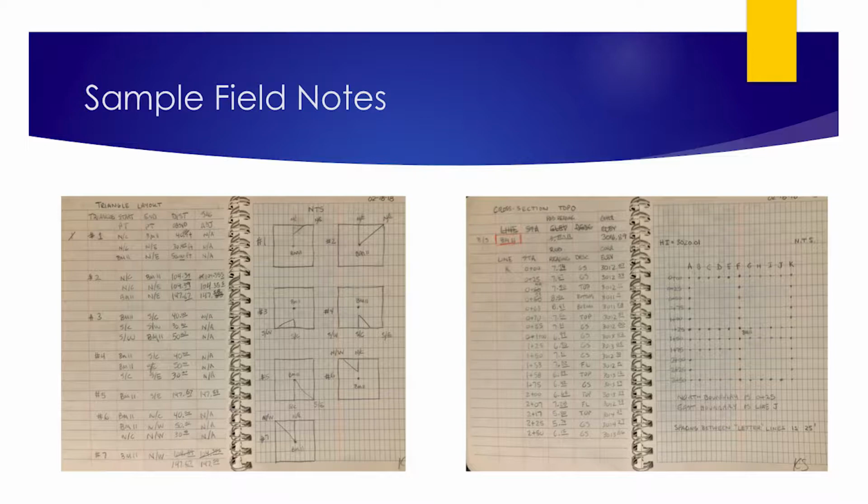The example on the right is the very first page of our topo grid, and we ended up getting quite a few points beyond what we initially estimated. And so that's the data, and then on the right is the grid layout. And what we have is on the east-west line, we have letters, and the north-south line was stationing.